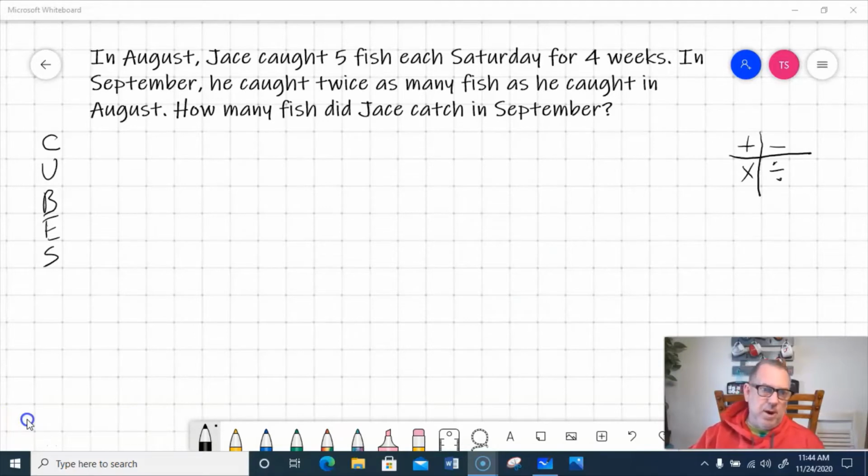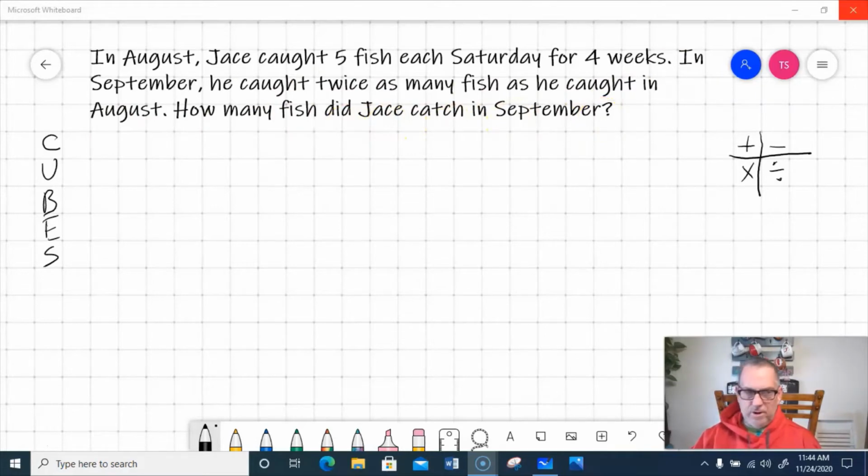Okay, let's go ahead and look at this problem real quick. It says, in August, Jace caught 5 fish each Saturday for 4 weeks. In September, he caught twice as many fish as he caught in August. How many fish did Jace catch in September?